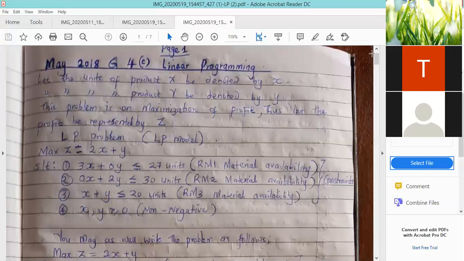It's a very important example which will help us maybe to just have a quick evaluation of what an LP problem is all about. So just go through the problem quickly. May 2018, question number 4C.